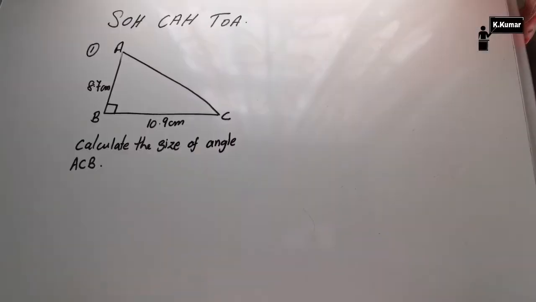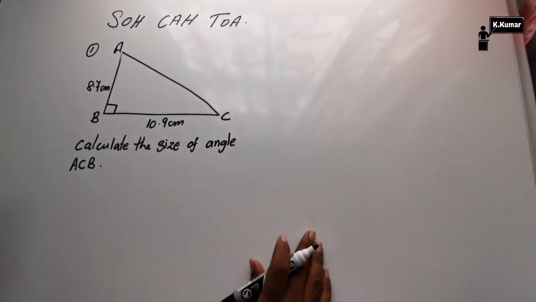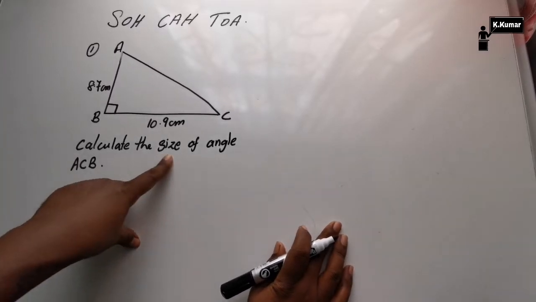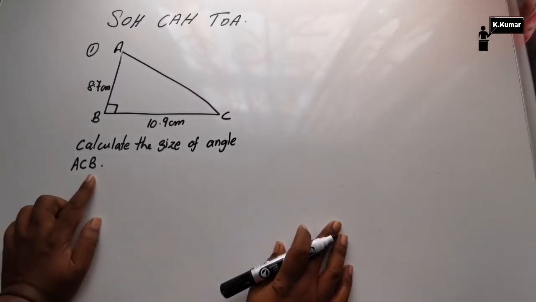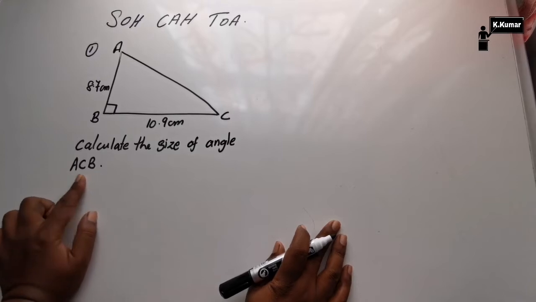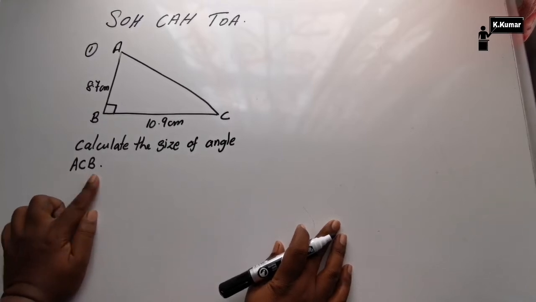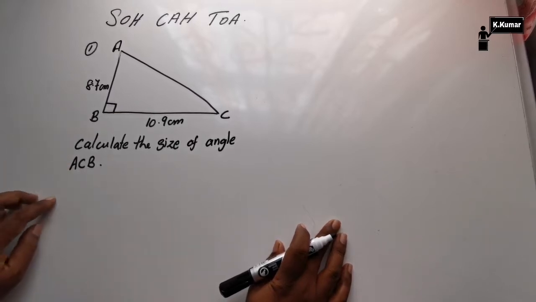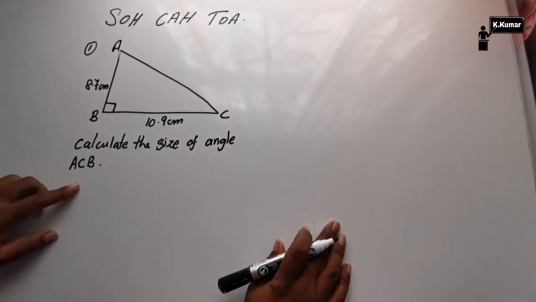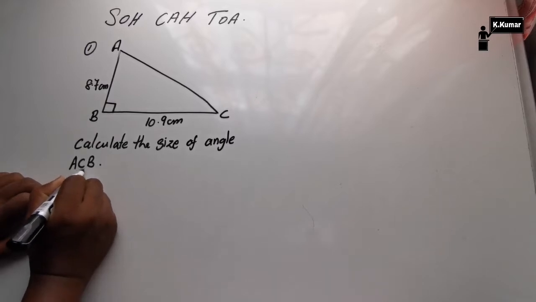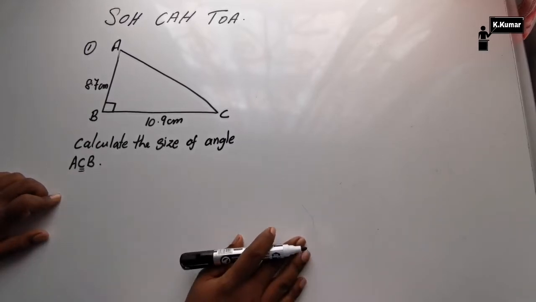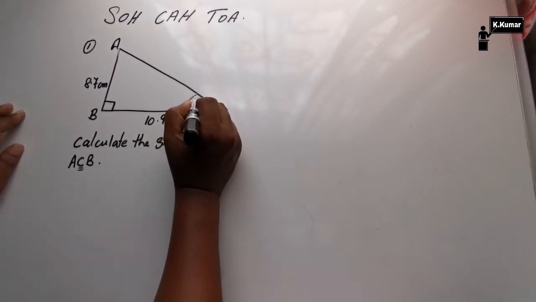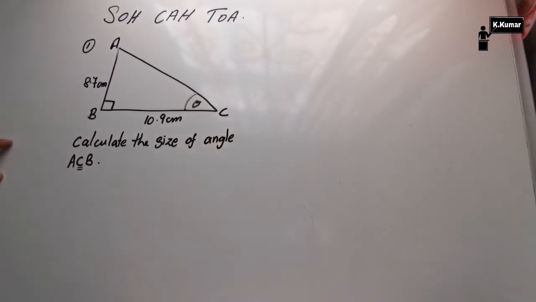So our first example, you have a right angle triangle here, and we have to calculate the size of angle ACB. Now when you're given angles like this, ACB or ABC or XYZ or whatever it is, the angle that we're actually trying to find is the angle at the letter in the middle, right? So the angle we're looking for is the angle at C.